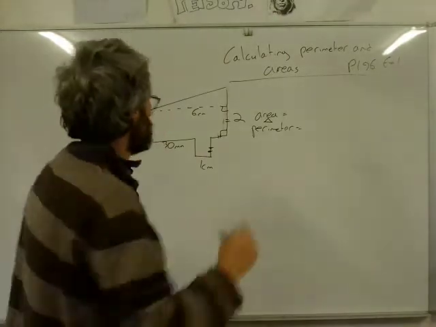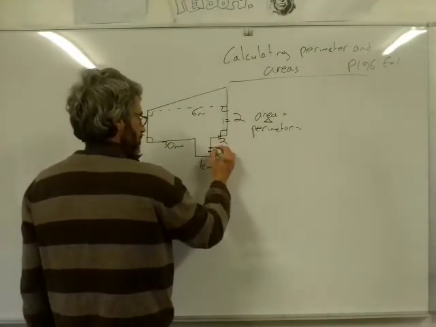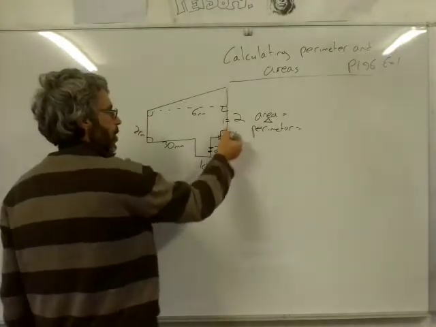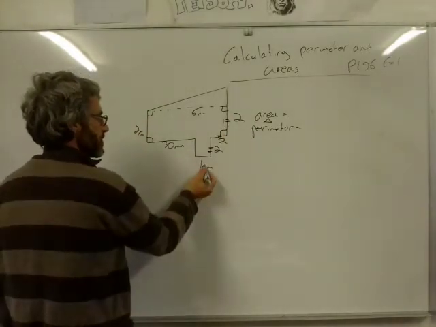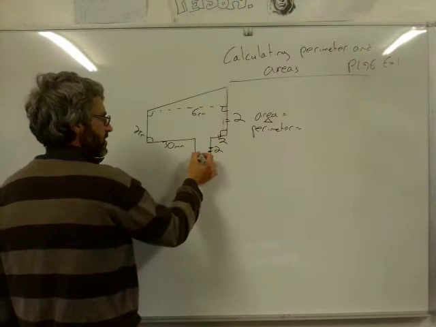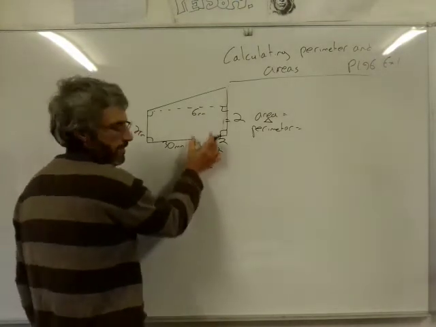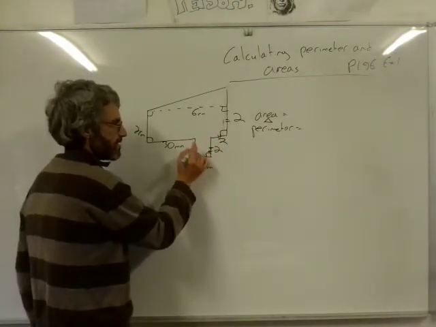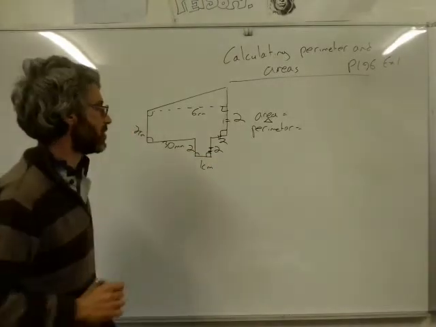You don't need to do that. Now, this is 2, this is also 2, and this is also 2. Okay, because they're all equal. This is 1 centimeter. Now, this is 90 degrees. So this little bump is like a rectangle itself. So this is also 2.